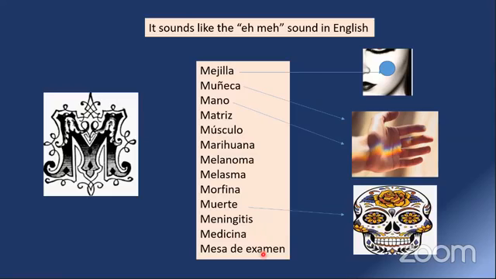Mesa de examen. Mesa de examen is the table, because mesa is table, and examen is the examination. So it's the examination table. Please come to the mesa de examen. You tell the patient, can you come with me? Please jump in. That's the mesa de examen.